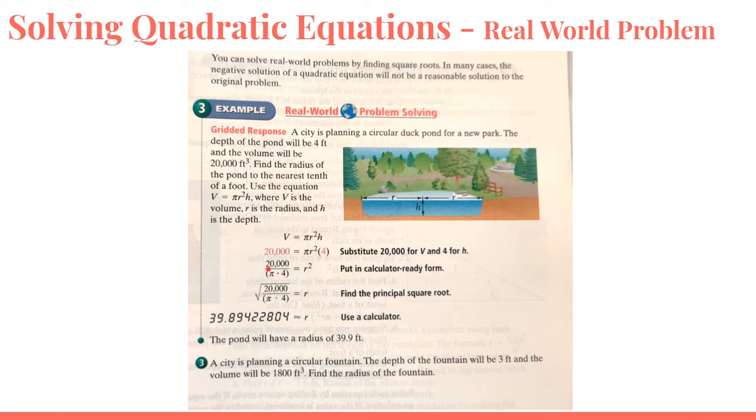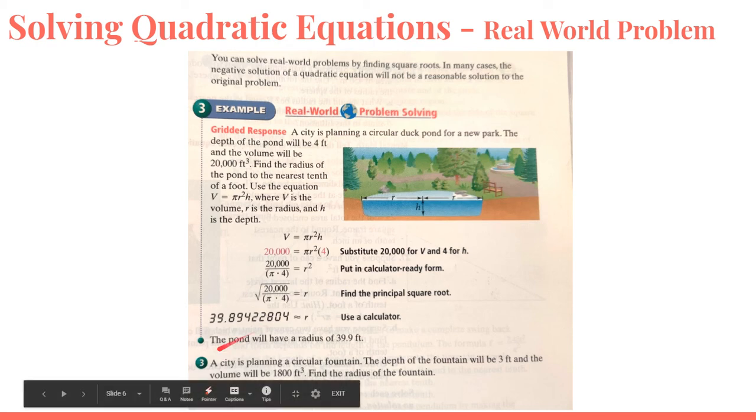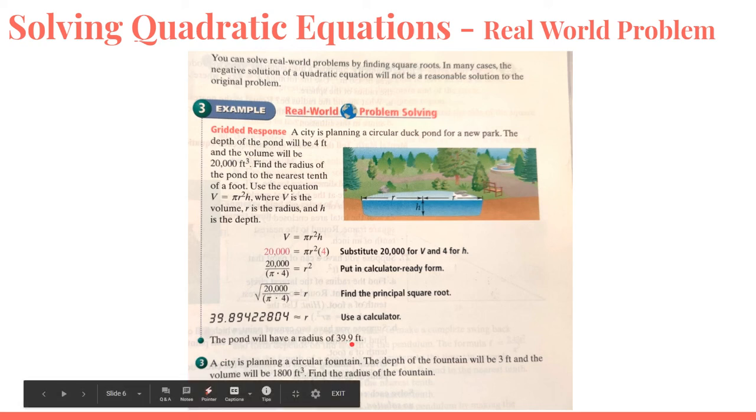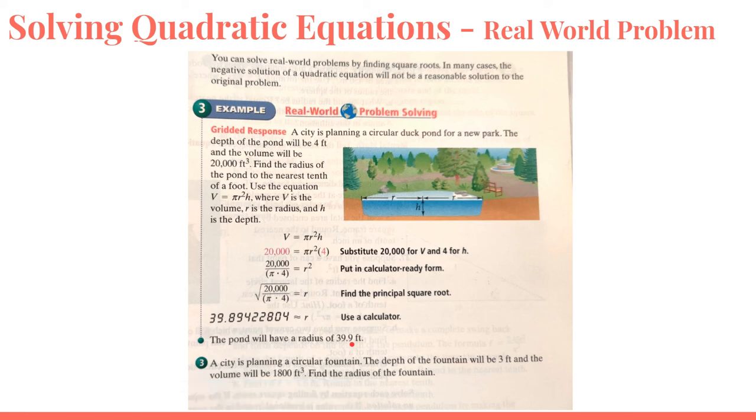Now, what's unique about this is that we have no use for that negative value. A negative radius scenario, because we're talking about a duck pond in real life, is pretty useless. So we are only going to use the positive value. We're going to estimate our distance for the radius as well as use an estimate for pi. So that's why you see this approximately equal sign here. So that's the answer. The radius of the pond will be ultimately 39.9 feet. Don't forget your units in a real world scenario.